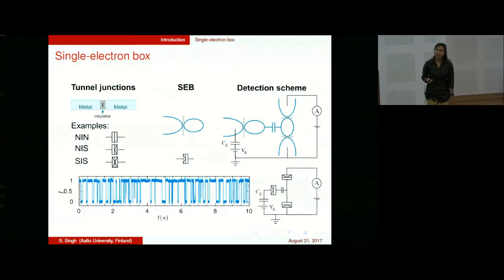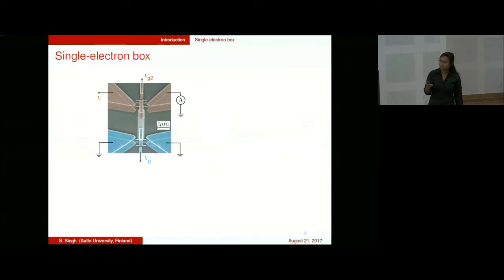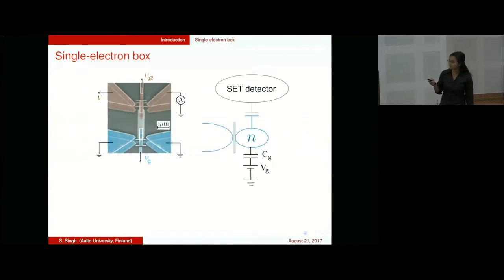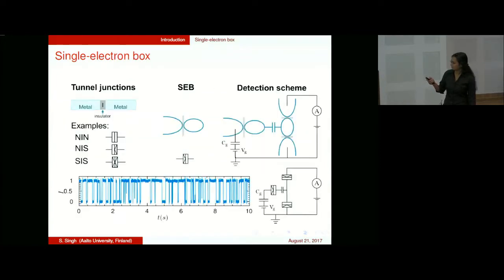Sorry? Current going through the island also? Yeah, so basically your current is from here. I bias the system from here. Let me go to the second slide. Yeah, so I bias the system from here, this device part, and I measure current in this direction. It's much easier like this.